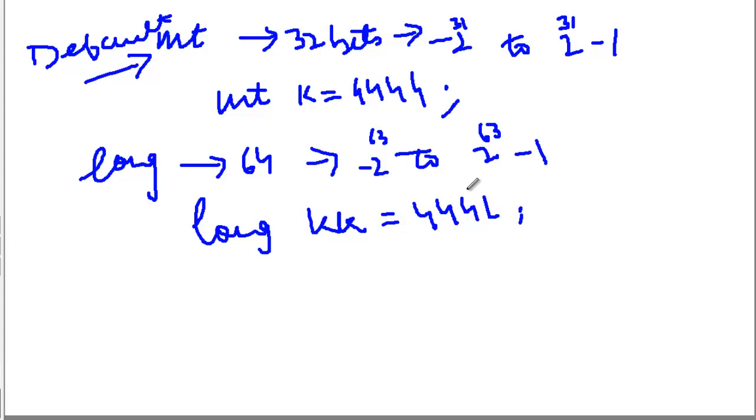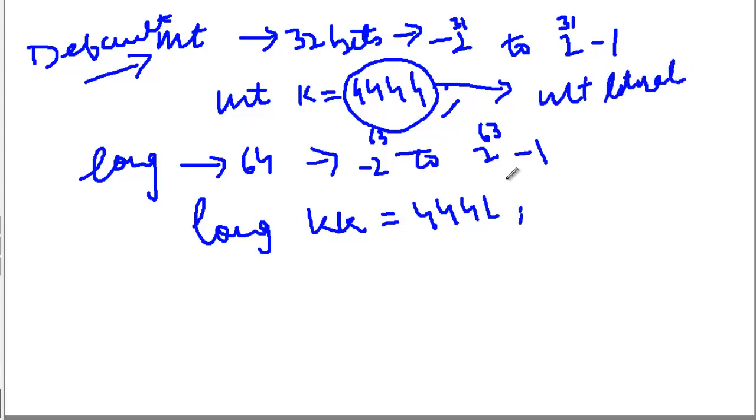In case we do not append an L, this becomes an integer value. This we call a literal, so this is an int literal. In case we do not append an L here, this becomes an int literal, and an int literal can be assigned to a long variable.